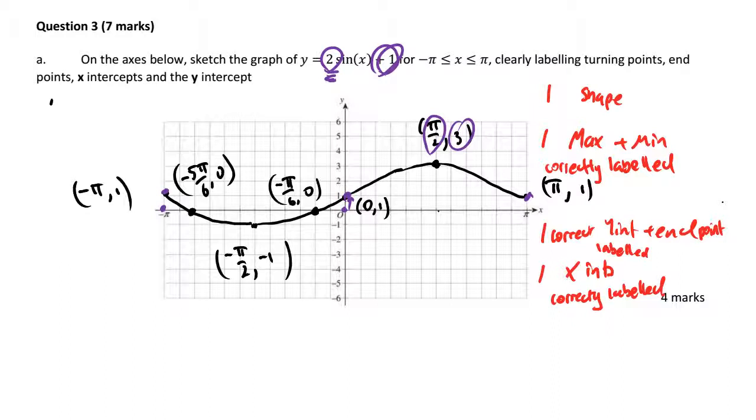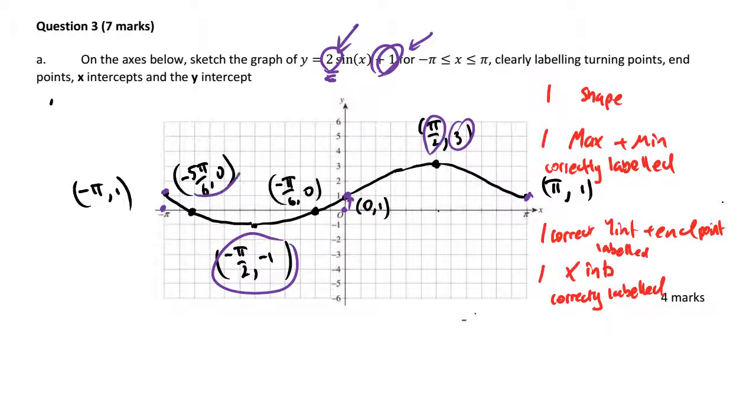In a similar fashion, we know the minimum point, this one down here, must be halfway between 0 and negative pi, so it's going to be at negative pi on 2. We also know that if we just looked at the 2, the minimum would have been -2, but because we've added 1, we've shifted everything up 1 unit. Now the minimum is -1. Okay, they were the easy ones to work out, and also the endpoints we've already spoken about as well.